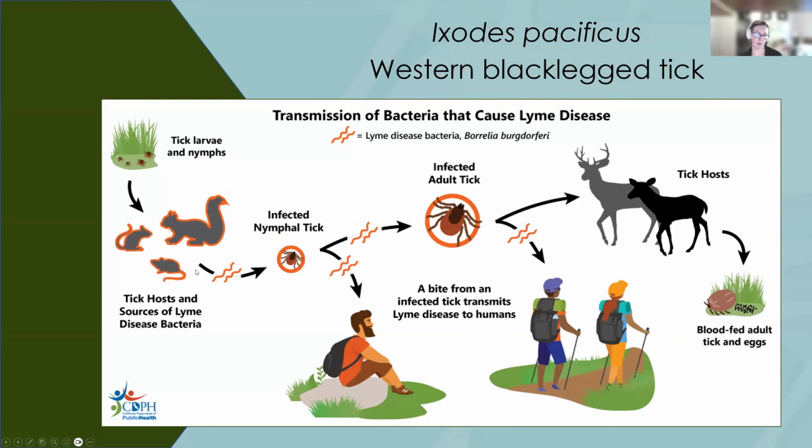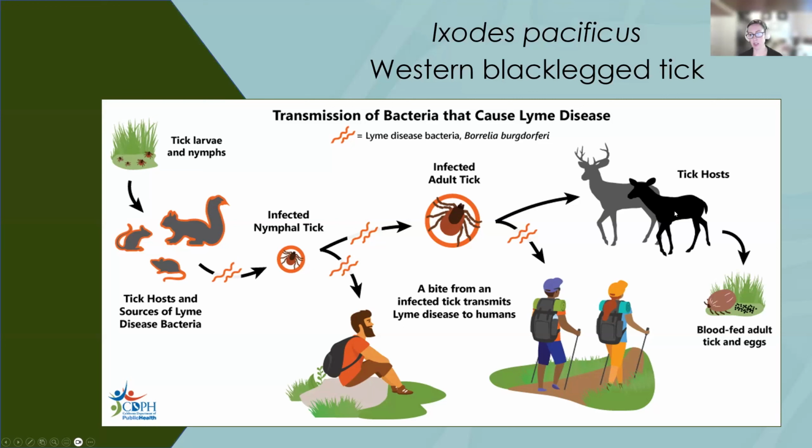If they bite a rodent that is infected with the Lyme disease bacterium, then that larva or a nymph will pick up the pathogen, become infected, and then have the potential to transmit it to a person after that. So in a later life stage as a nymph or an adult, if that infected tick bites a person, it has the potential to transmit the infection.